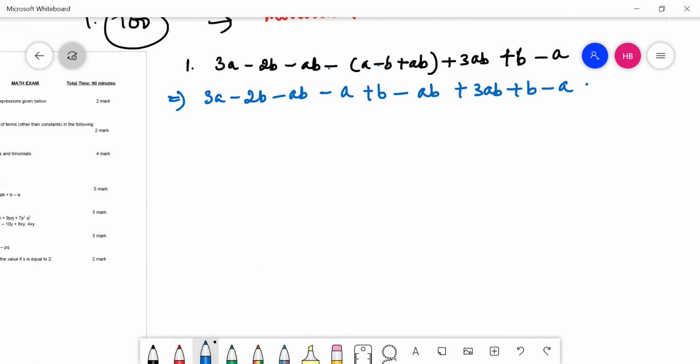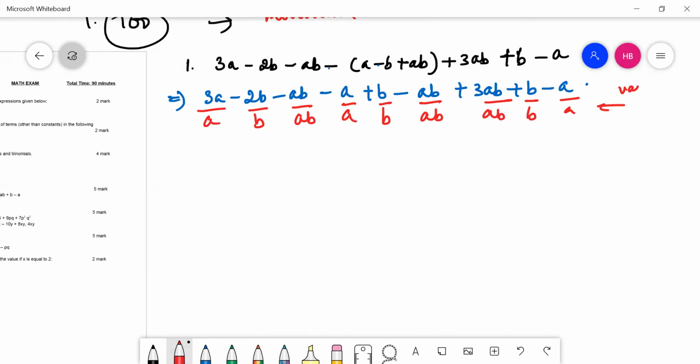Now what I'm going to do, I'm going to look at the variables part of this. This is a, this is b, ab, a, b, ab, ab, ba. So I've just written the variable part of each term. Okay. So this is the variable part. Why I have written this? So that I can group all the terms which have same variables together, because those will be my like terms.